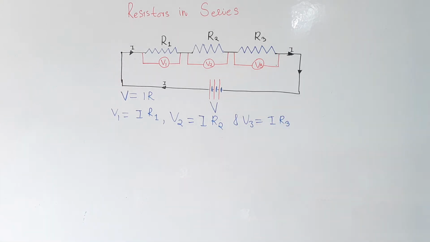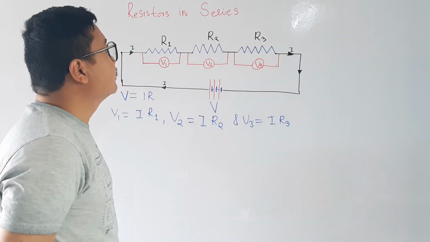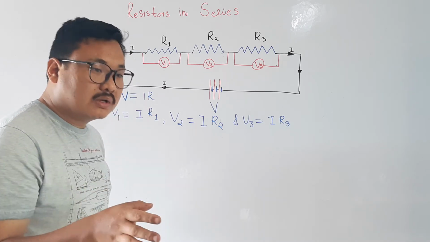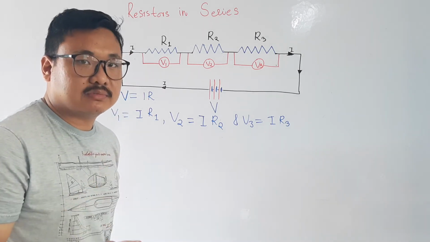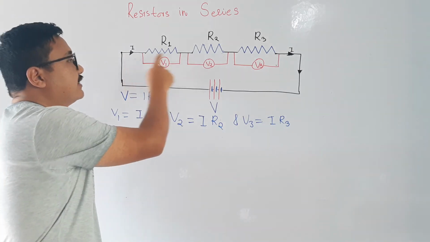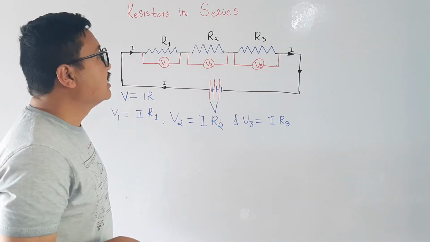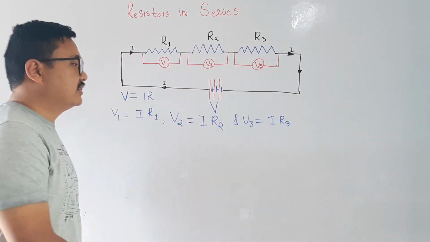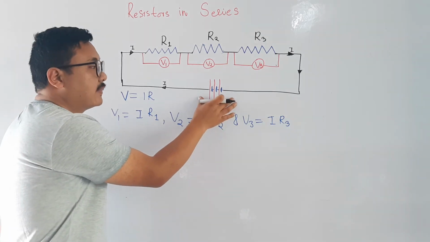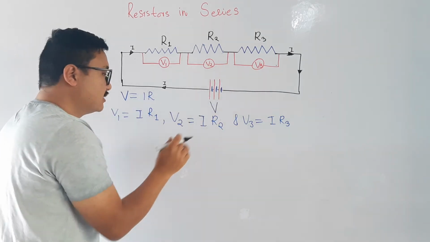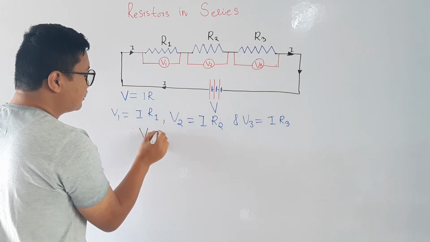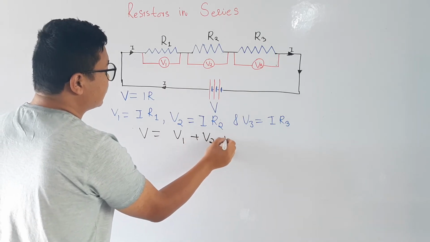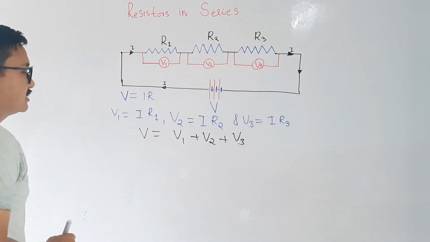One trick is that whenever we solve series and parallel circuits, we take those quantities which are not the same. For example, here the current is the same, so we don't take that quantity. Here the potentials are different, so we take V1, V2 and V3. Now if V is the total potential of this battery, then V is equal to V1 plus V2 plus V3.